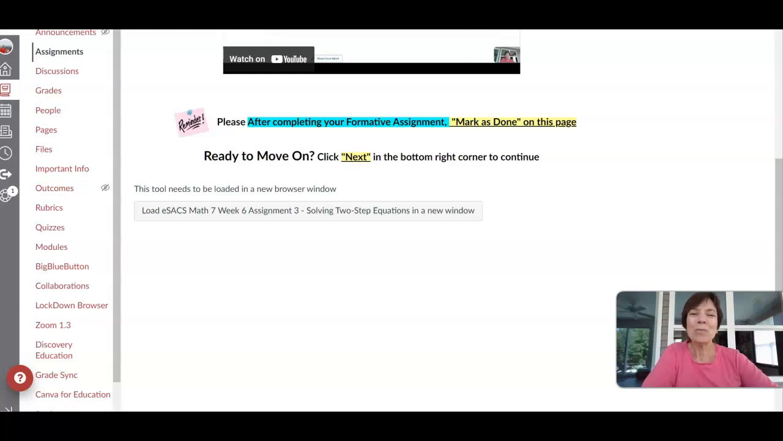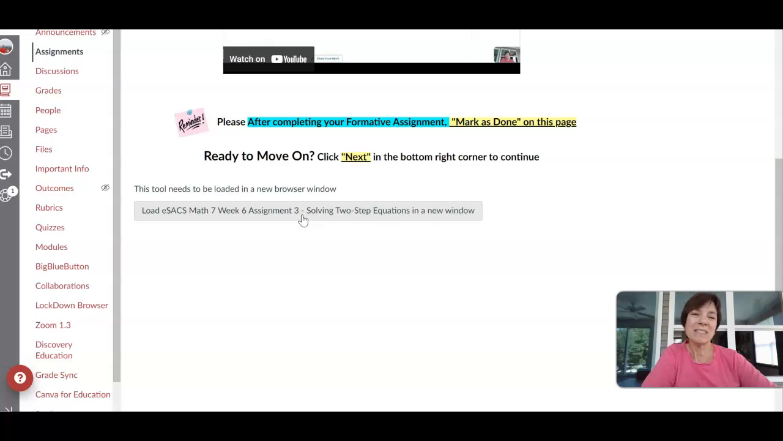Hey everyone, your practice for solving two-step inequalities is going to be a formative assignment. You'll go ahead and click on the link at the bottom of your assignment page, and that should open up a formative assignment, which is a digital assignment. If it doesn't, make sure you go through Clever.